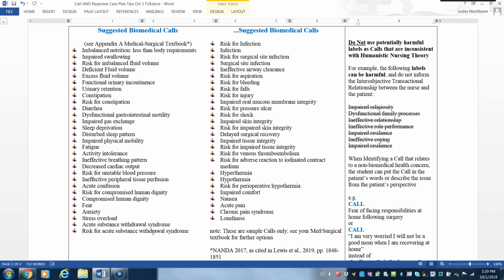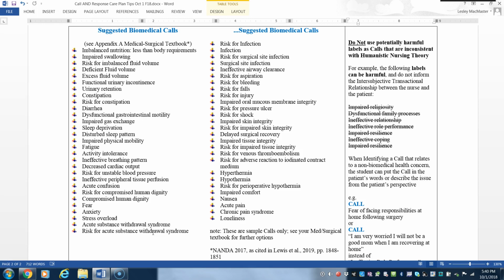Note that it is potentially harmful to label patients with any calls or labels that would be inconsistent with humanistic nursing theories. So for example, impaired coping or impaired resilience or ineffective role performance, these are labels that are used in the NANDA system that we would consider inconsistent with humanistic nursing theory, and we strongly recommend that you encourage students not to use these.